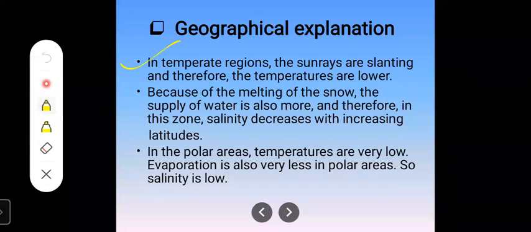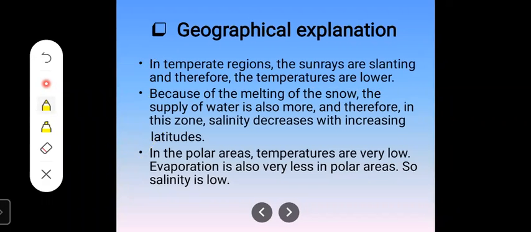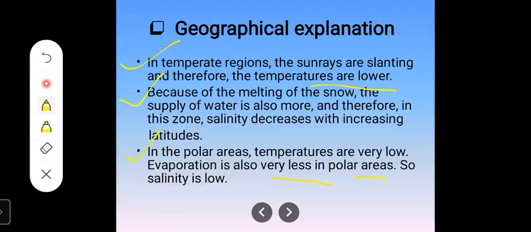Next. Now, in temperate regions, the sun rays are slanting and therefore the temperatures are lower. Because of the melting of the snow, the supply of water is also more. And therefore, in this zone, salinity decreases with increasing latitudes. In the polar areas, temperatures are very low. Evaporation is also very less in polar areas. So salinity is also low.